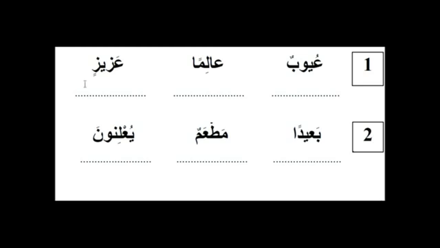Azizin. Go on to the second row. The ba with the fatha, ba, followed by the ain, ba, ba, followed by the ya, ba'i, followed by the dal, ba'id, followed by the double.